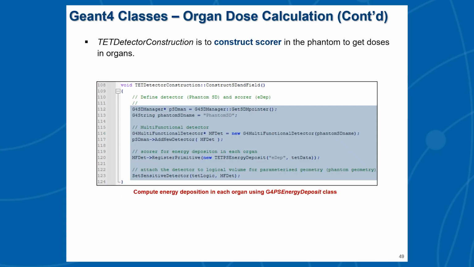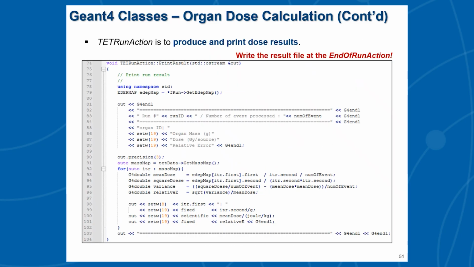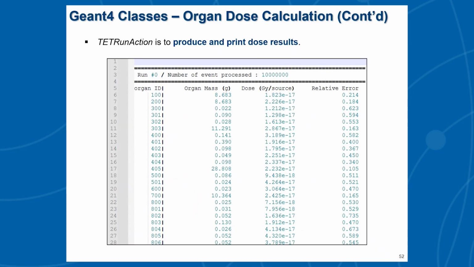In the TET detector construction class, this example constructed the sensitive detector using the TET energy deposit class. During the particle transportation in the TET PS energy deposit class, every time a step loses its energy, the energy is deposited in the organs. Then, the saved energy deposition is gathered in the TET run class. Once the simulation is finished, the dose values are printed out and saved as a result file via the TET run action class. In the result file, the users can find the number of primary particles, organ ID number, organ mass, dose values, and statistical relative errors.